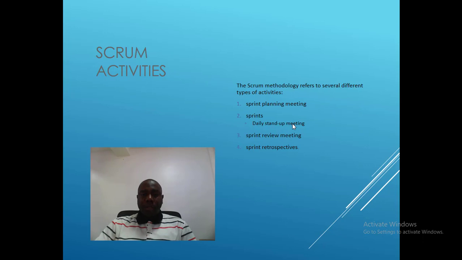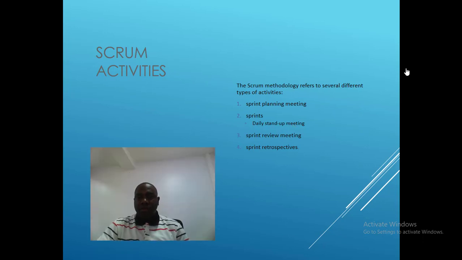Scrum activities. Scrum methodology refers to different types of activities in a Scrum. We have what is called sprint planning meeting. This is where features that will be dealt with in the next iteration, the next sprint, as the case may be, is being decided. Then sprint daily stand-up meeting is the daily meeting, which is usually 15 minutes.